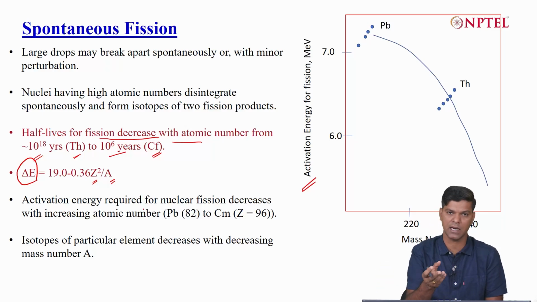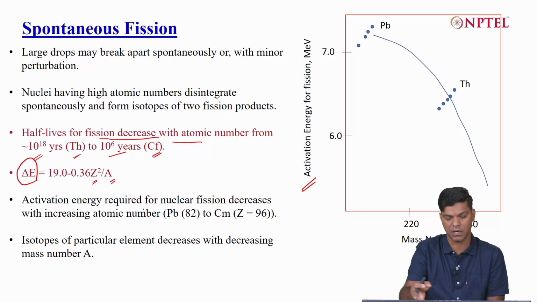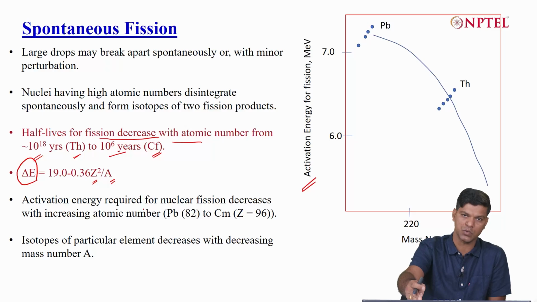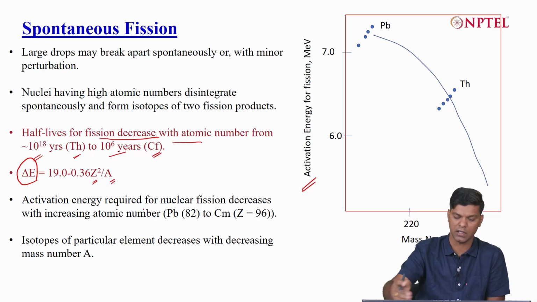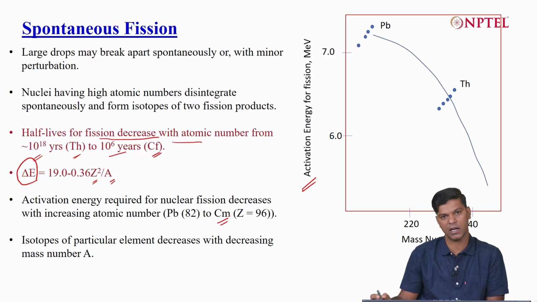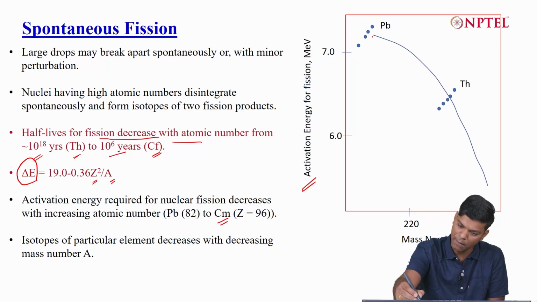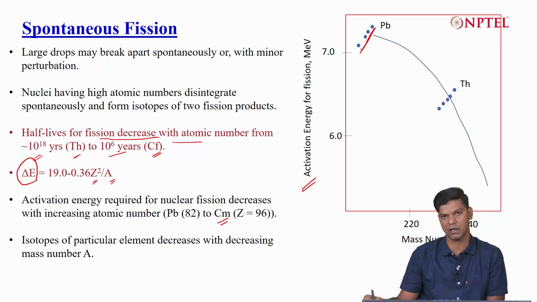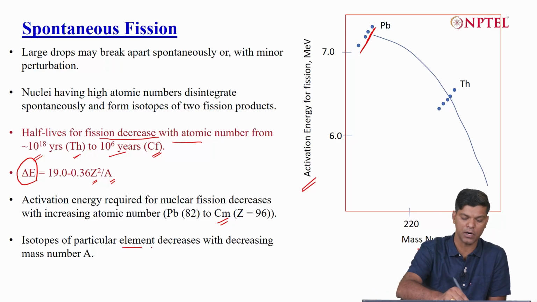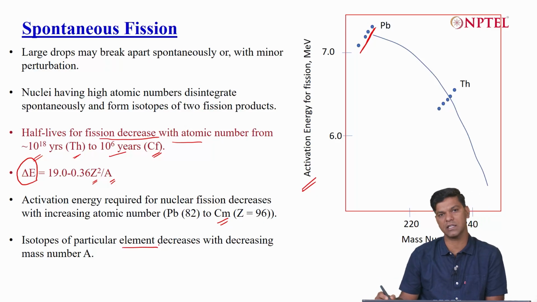Higher the mass, lesser energy is sufficient to initiate a fission, whereas if you have a lesser mass, it must still have a certain number of mass to trigger the fission. But in that 200 to 240 zone, lead will require higher energy to initiate a fission, whereas compared to that, CM will require lesser energy. But if you compare lead isotopes themselves, that looks like it follows a reverse trend. The activation energy for isotopes of a particular element decreases with the decreasing mass number. So, these are the important observations.